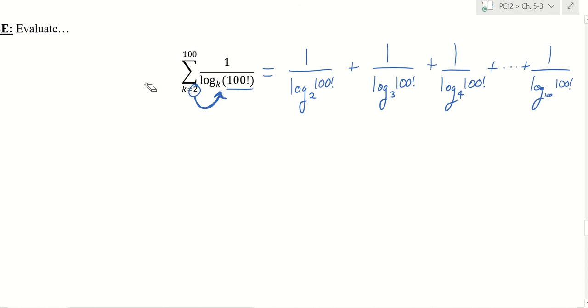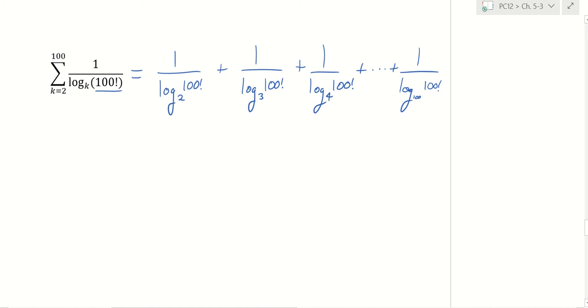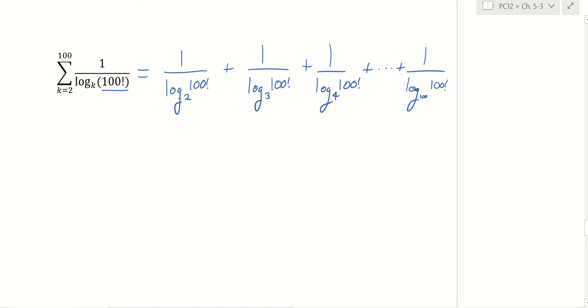Now, this looks pretty unruly, pretty awful, actually. First of all, we have a bunch of different logarithms with different bases. So that's one complication. We have this awful input of 100 factorial, this enormous number, and they're all reciprocals, right? So this is really complicated.